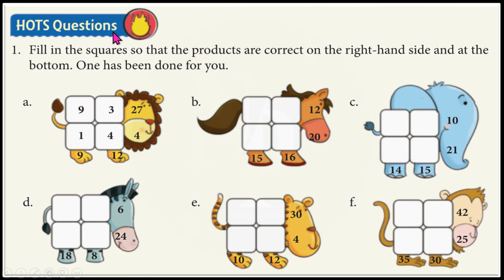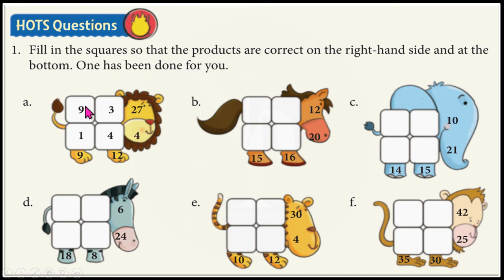Hot questions, higher order thinking skills questions. Number 1. Fill in the squares so that the products are correct on the right hand side and at the bottom. One has been done for you. Here we have 9, 3 and 27. When you multiply 9 and 3, you get 27 as product. And again 1 into 4, 1 four is 4.